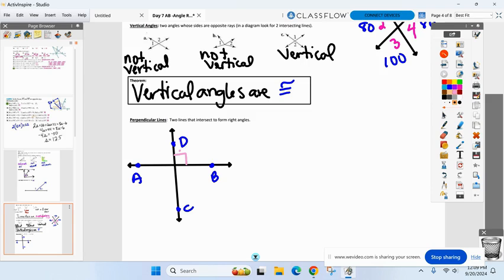I just don't want you to get confused. Last thing before we leave this: how do I write symbolically that they're perpendicular? Everybody knows how to write line AB, right? Give me line AB symbolically. Put a little space in between and give me CD symbolically.